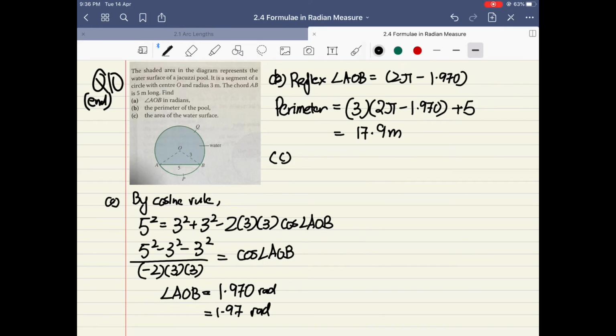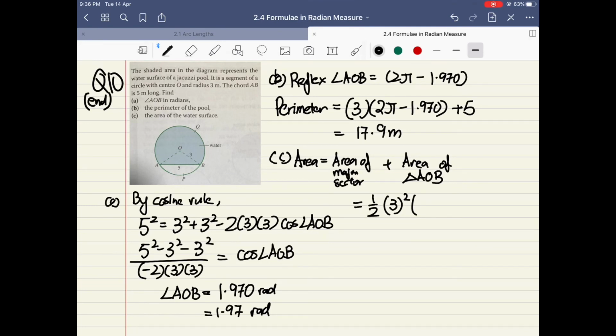Next thing is part C, the area of the water surface. So we need to divide up, so to speak, this diagram. So the area is made up of two things. One is the major sector, and the other one is the triangle AOB. So now the total area is equal to area of major sector plus the area of triangle AOB. So area of major sector, we use half r square. R square is 3 square.